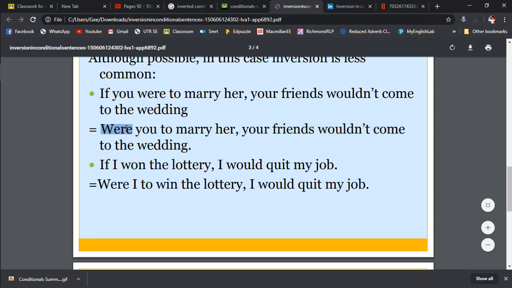But right here, remember, we don't use if, we use were. So right here, if, were, let's see. If I won the lottery, I would quit my job. Were I to win the lottery, I would quit my job. So remember that we use this for formal situations.